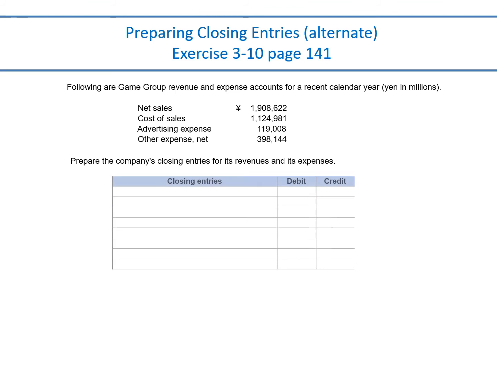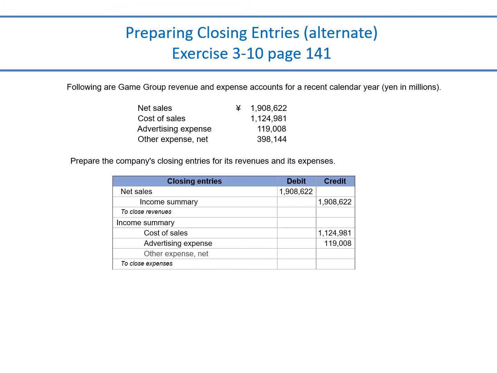Okay, so we know that when we close our income statement accounts, we need to do the opposite to take the balance to zero, right? Net sales has a credit balance. If we want that balance to go to zero, we're going to debit net sales and credit income summary. Then to close our expense accounts, we're going to debit income summary and credit all of our individual expense accounts. They have a debit balance, and the credit takes them to zero. And that's how we close our revenue and expense accounts.